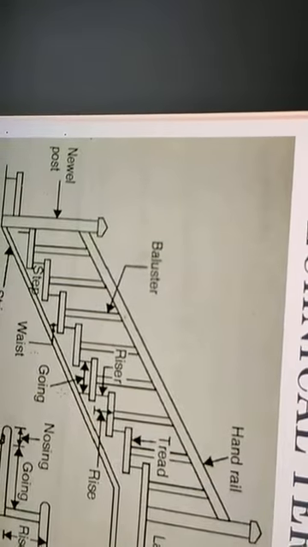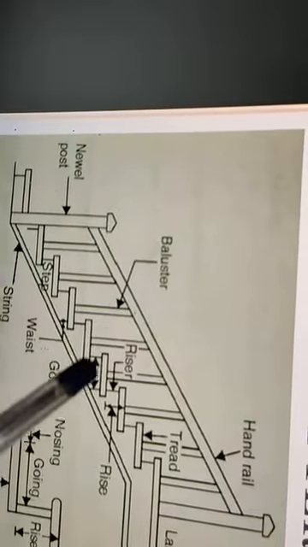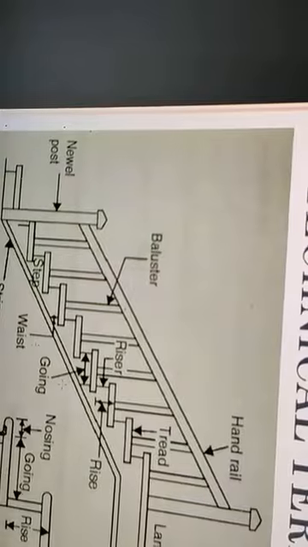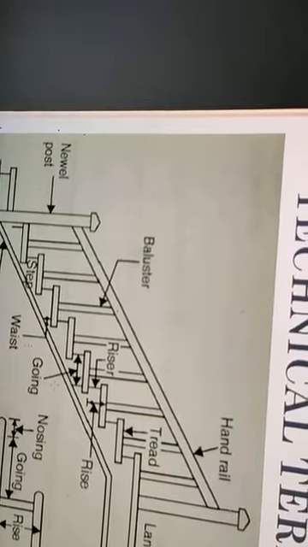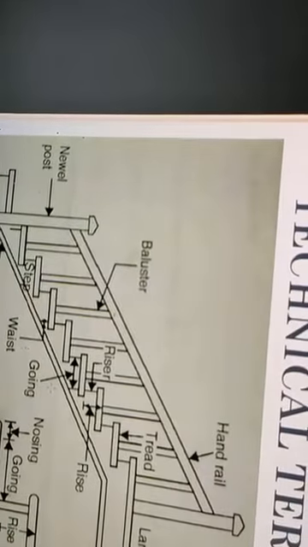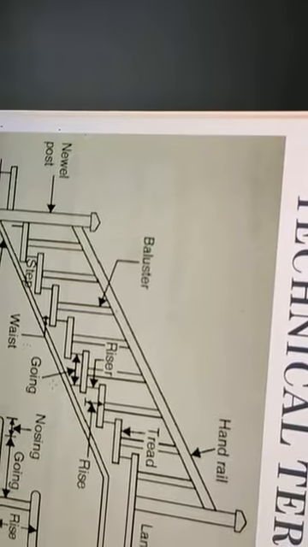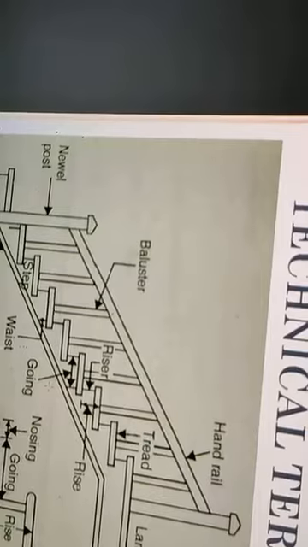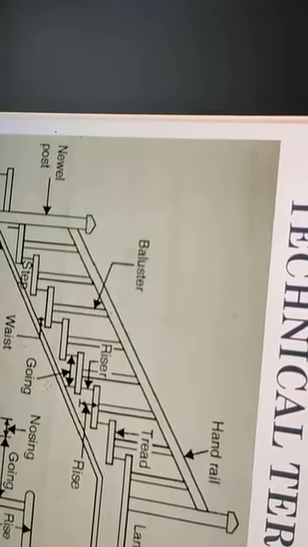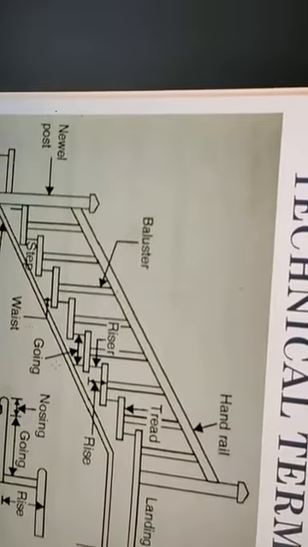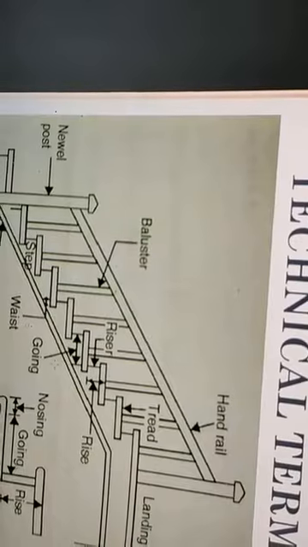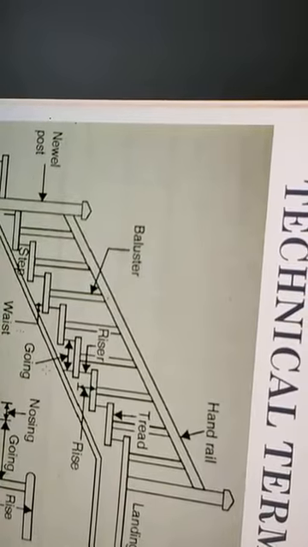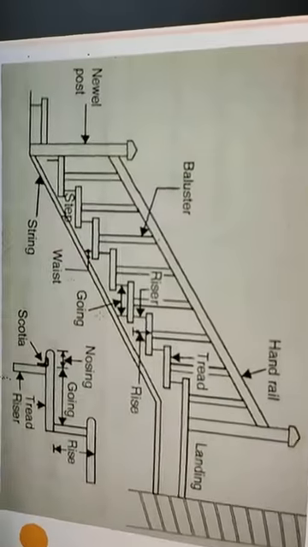Okay. Now you can see this is the baluster. What is a baluster? It is a vertical member, which may be made of wood or metal or RC structure. The main purpose of the baluster is to support the handrail, right? And the headroom is the clear vertical distance between the tread and the overhead structure, right?